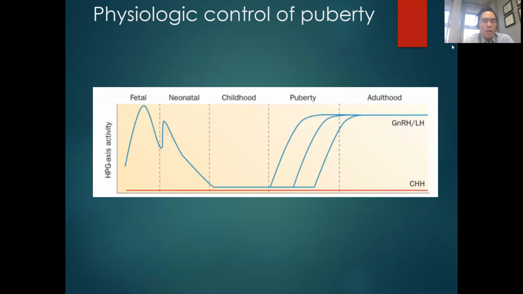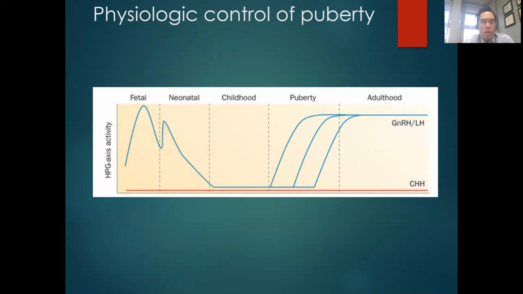The HPG axis is not always activated. It is activated during the in utero period, especially during sexual differentiation. It then becomes quiescent during childhood, and then it is activated again at puberty onset. So you could see here there's a variation in the timing of the onset of puberty. Some children will start puberty sooner than others.